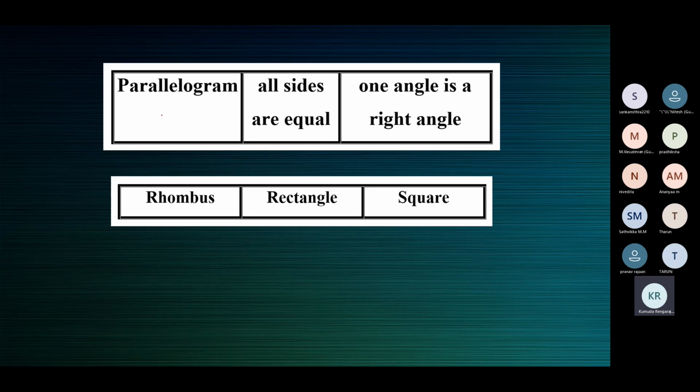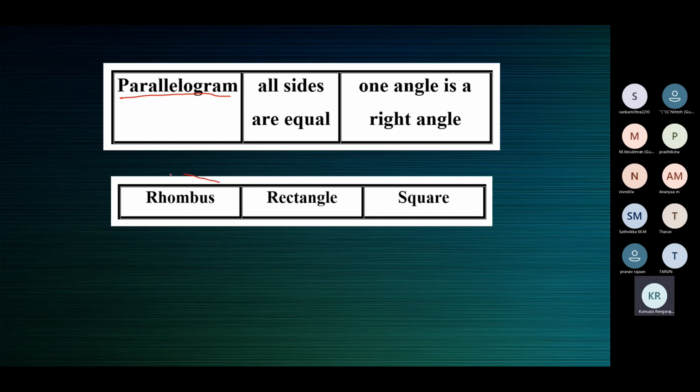Okay, so we understood that a parallelogram is a quadrilateral in which both pairs of opposite sides are parallel. That's the definition of a parallelogram. A parallelogram has many other properties. But when you're asked to define the term parallelogram, it's a quadrilateral in which both pairs of opposite sides are parallel.